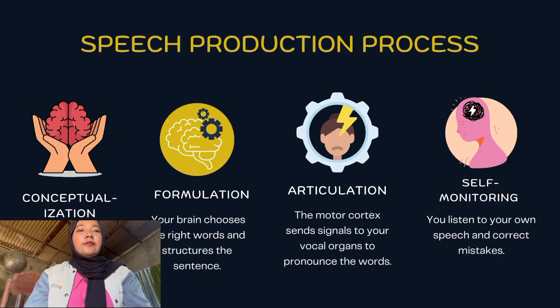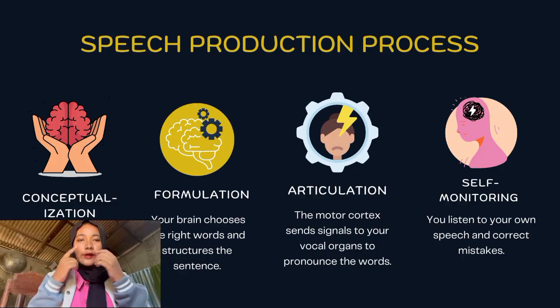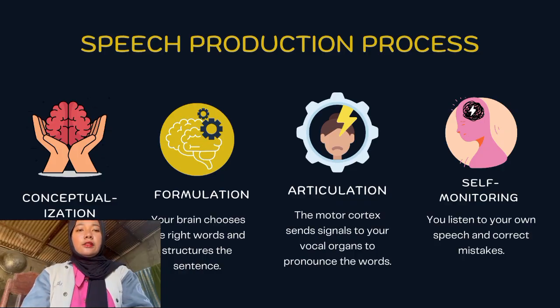Number three, articulation. The motor cortex sends signals to your vocal organs to pronounce the words. Number four, self-monitoring. You listen to your own speech and correct mistakes, like when you mispronounce a word and repeat it correctly. Okay, enough from me.